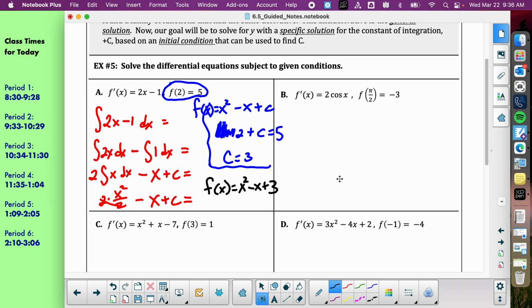Okay, b. Who is going to be the expert that helps me with b? Parker. I'll just let you go. Tell me what to do from the beginning if that works.